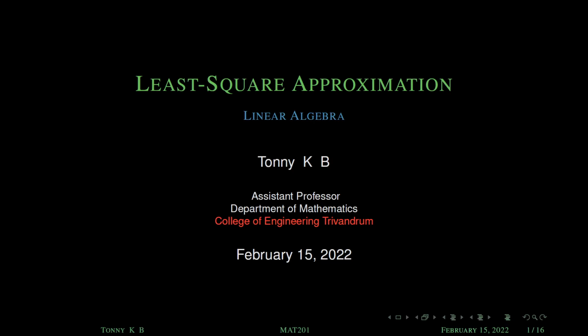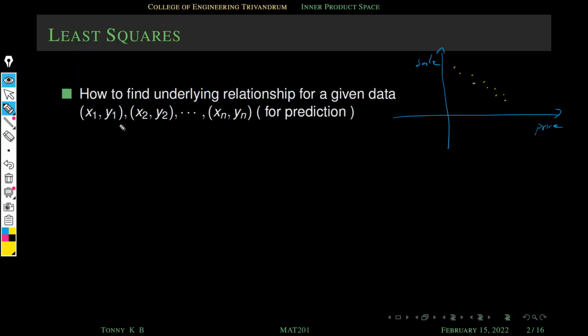Namaskaram. In this session, we will discuss the method of least squares. Using this method, we can find a best solution if a system has no solution. This method is an elementary method for forecasting.